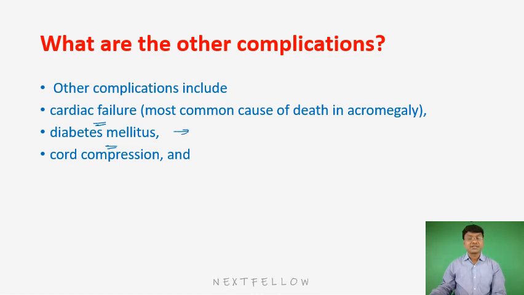Why diabetes mellitus? Because growth hormone is a diabetogenic hormone. It increases the sugar levels. Cord compression occurs because of an increase in the breadth of the vertebra, and that can cause compression of the cord. And finally, the visual field defect, that is in the form of bitemporal hemianopia. So this is in a nutshell about this very important topic, that is acromegaly.